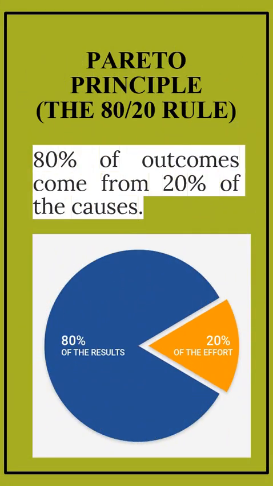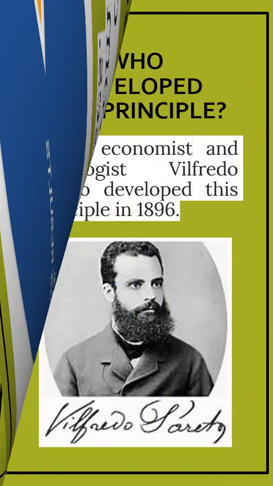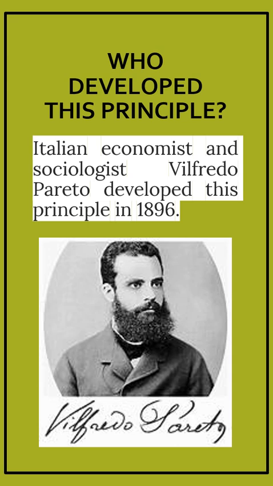Well, the Pareto Principle is also known as the 80-20 rule and states that 80% of outcomes come from 20% of the causes, meaning thereby that 20% of the effort leads to 80% of the results. Let us go on to see who developed this principle.